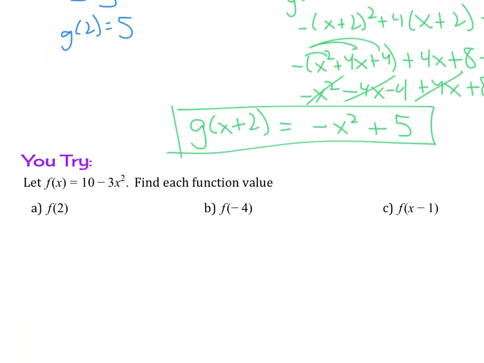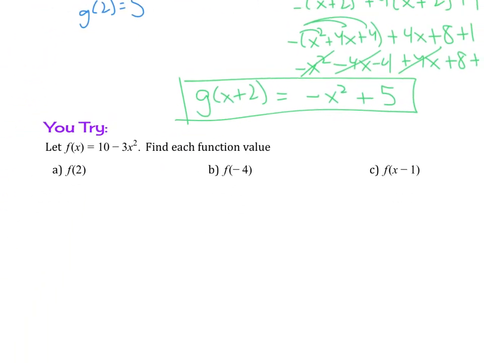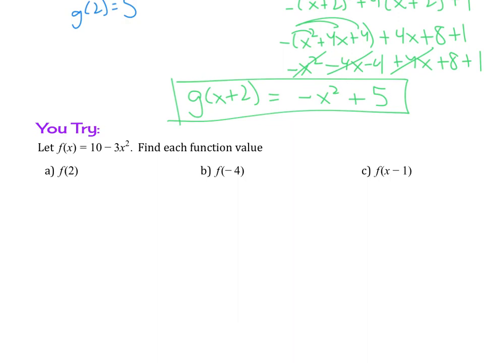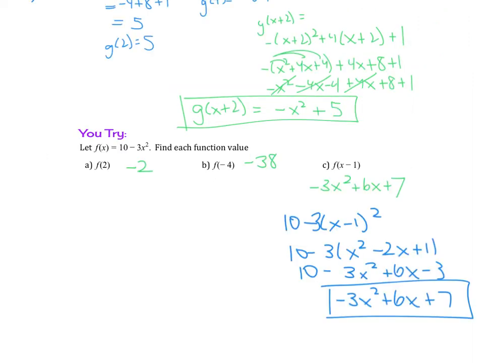I want you to go ahead and try out these 3 examples down here. Particularly you want to focus on C. Make sure you could do that. So try this out. If you tried this out, if you did A, f of 2, you would get negative 2. Letter B, you would get negative 38. And letter C, you would get negative 3x squared plus 6x plus 7. I worked out the problem at the bottom to hopefully help you out to see if you needed extra help.